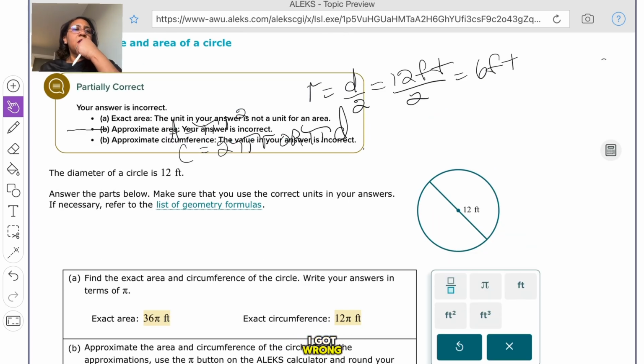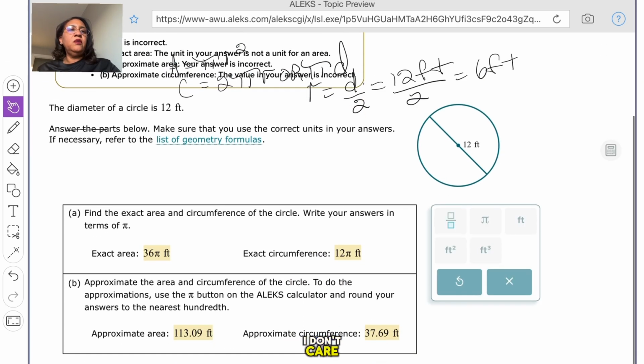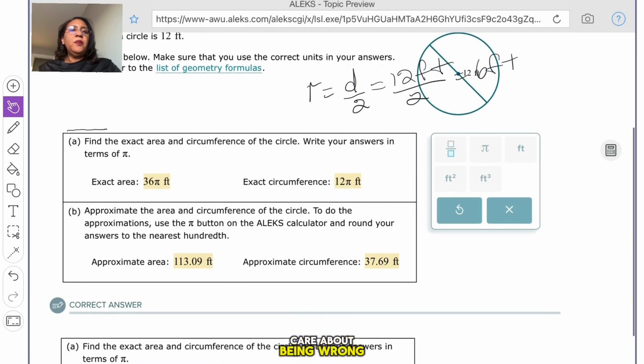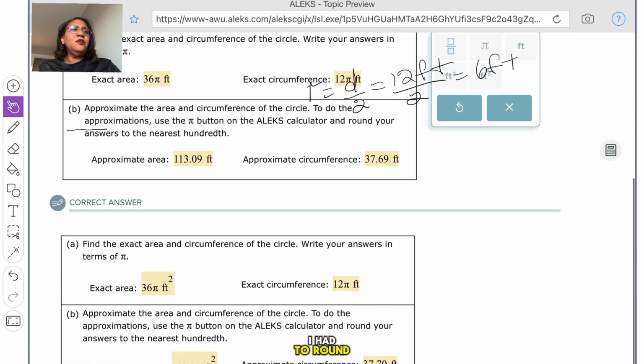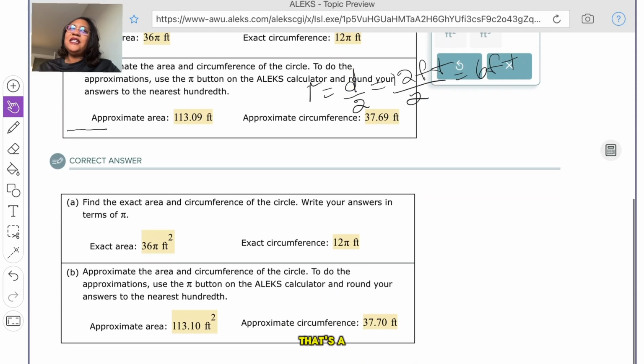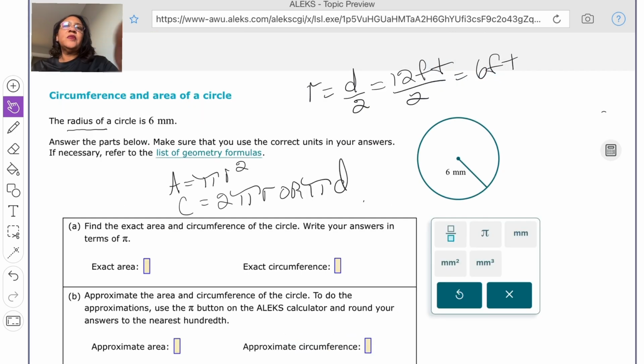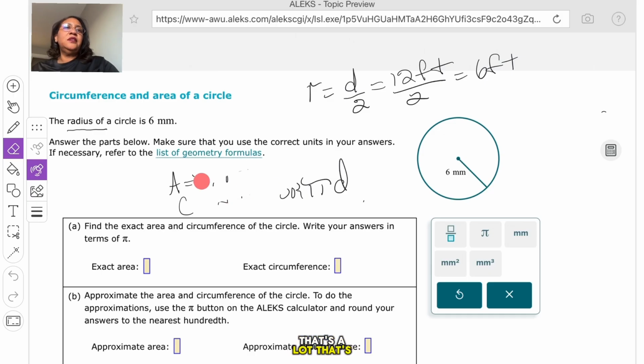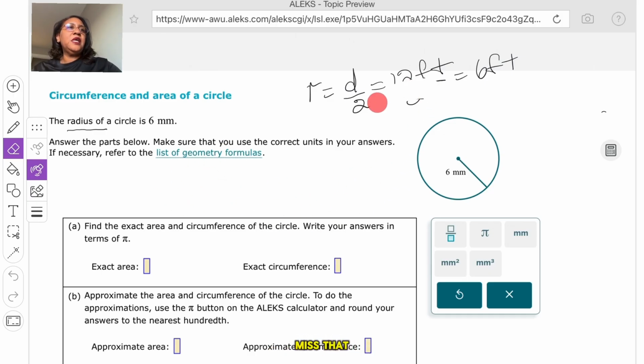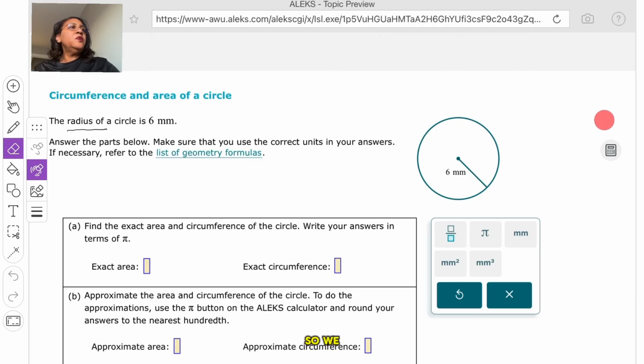We'll just see what I got wrong. It says it's partially correct. I don't care about being wrong. I had to round up, but that's a little messy, with the program that I don't care for. To assume that you all would know to put a 0 after that first digit is a little bit suspect. Okay, so we'll just do another one. I would assume that most students would miss that, and that's okay. So we know the formulas.